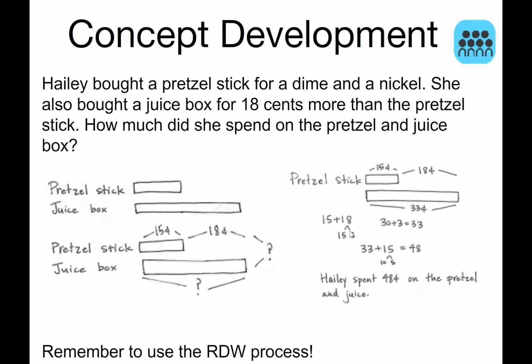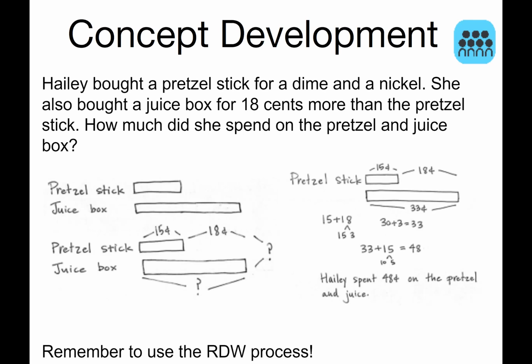33. See, we use a little number bond here. We turned 18 into 15 and 3 because that's easier to add: 15 plus 15. Well, 10 plus 10 is 20. 5 plus 5 is 10. 20 plus 10 equals 30. Plus 3 equals 33. Oh, look, 30 plus 3 equals 33. 33 cents. So now we know our pretzel stick was 15 cents and our juice box was 33 cents.